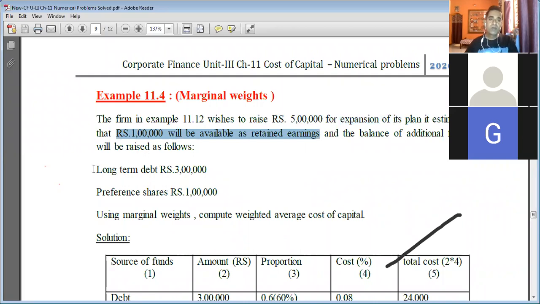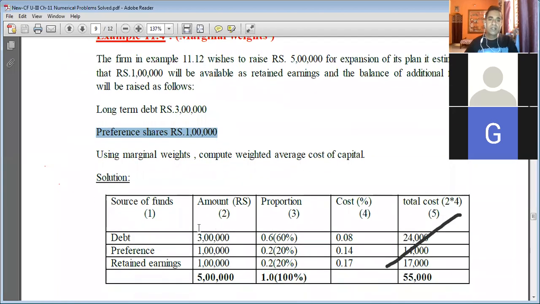And out of the remaining 4 lakhs, the company is going to raise a long-term debt of 3 lakh rupees, and it is going to arrange 1 lakh rupee of capital from the issue of preference shares. So debt capital 3 lakh rupees, preference capital 1 lakh rupees, and retained earnings 1 lakh rupees. In this new proportion, the company is planning to raise the additional capital required for expansion of its plant.